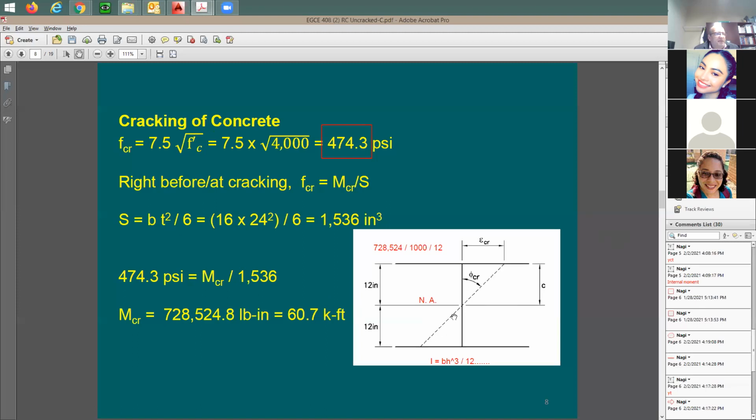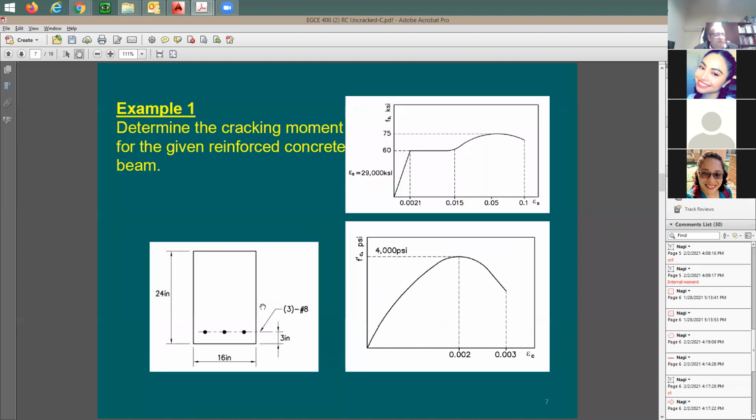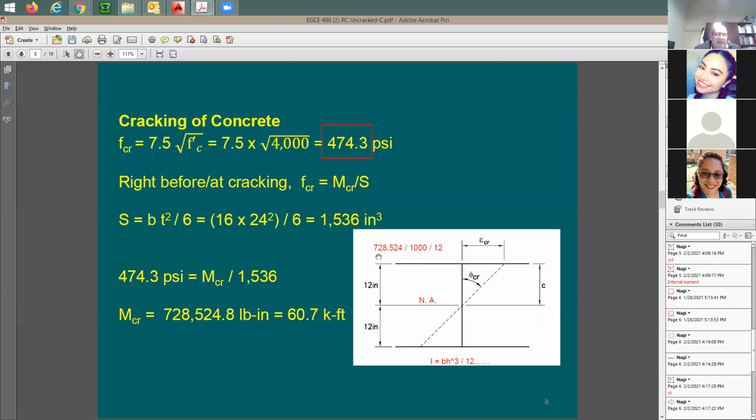So if you take this beam section, regardless of the amount of reinforcement that you put there, you start to apply any loads on this beam. And you guys have done moment diagrams already, so you know what this means by moment. And once the moment at that given section is approaching 60.7 kip-foot, this beam is going to start to crack. Before that, the beam is not cracking.